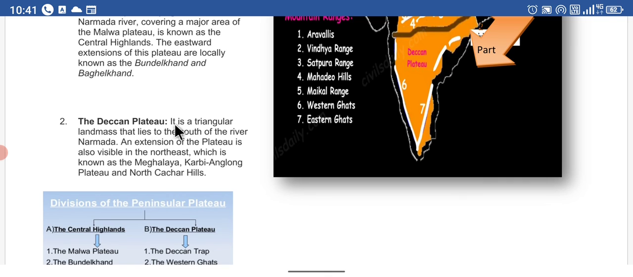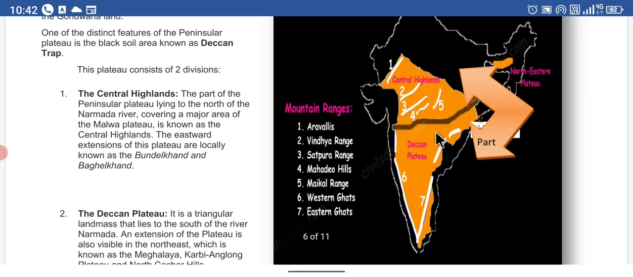The Deccan Plateau is a triangular landmass that lies to the south of the river Narmada. An extension of the plateau is also visible in the northeast, which is known as the Meghalaya, Karbi Anglong Plateau and the North Cachar Hills. Here we can see this is the Deccan Plateau, as well as the extension of the plateau visible also on the northeastern side.